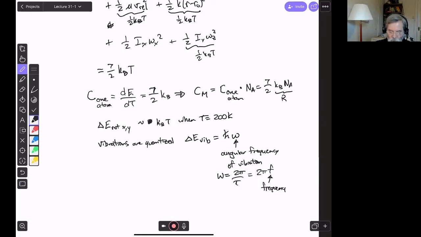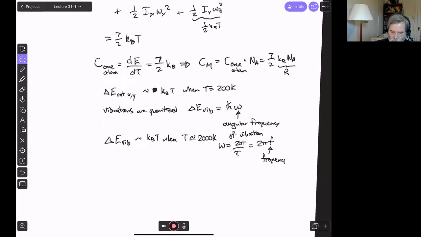So vibrations are quantized like rotations, and that interval of energy, the quantization spacing for energy of vibrations, is about equal to kBT when the temperature is about equal to 2000 Kelvin.